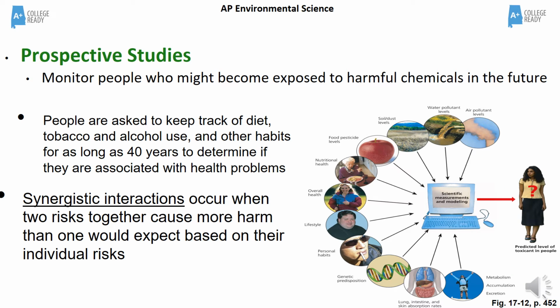Prospective studies monitor people who might become exposed to harmful chemicals in the future. People are asked to keep track of diet, tobacco and alcohol use, and other habits for as long as 40 years to determine if they are associated with health problems.